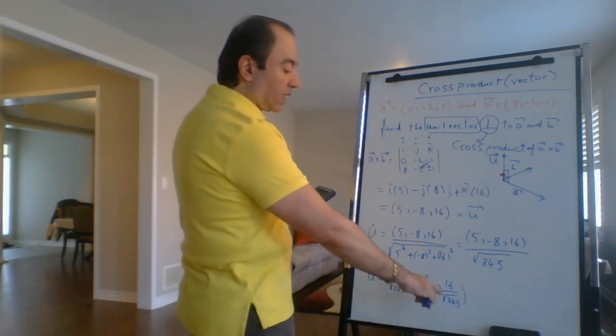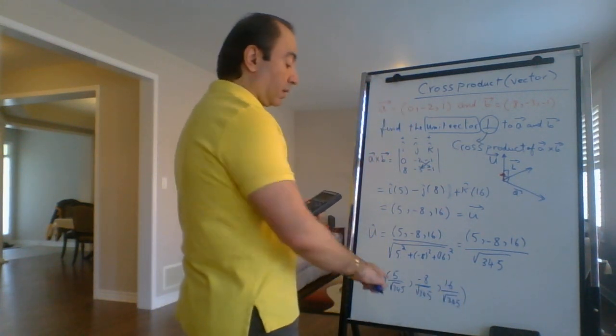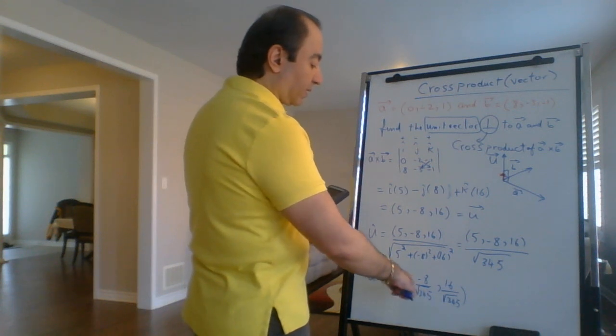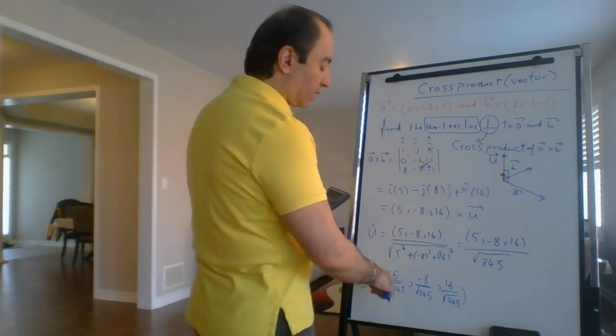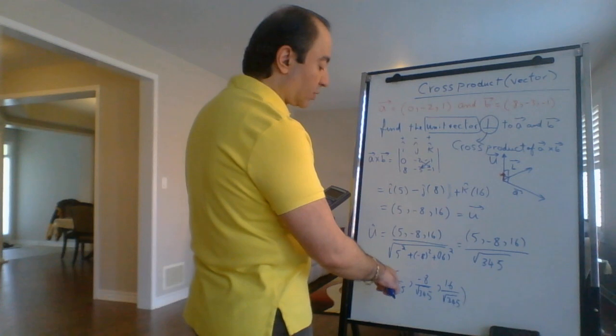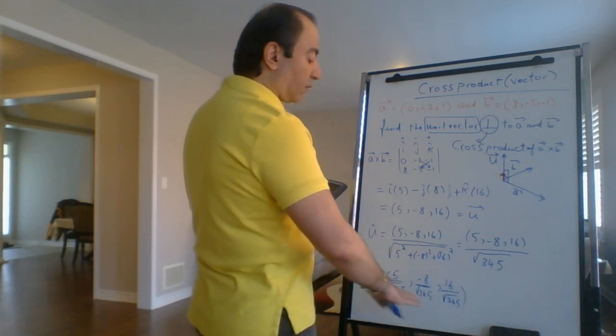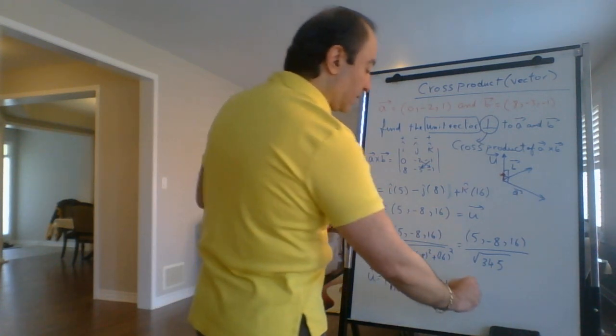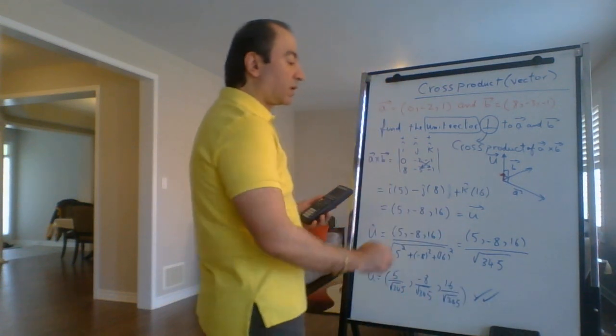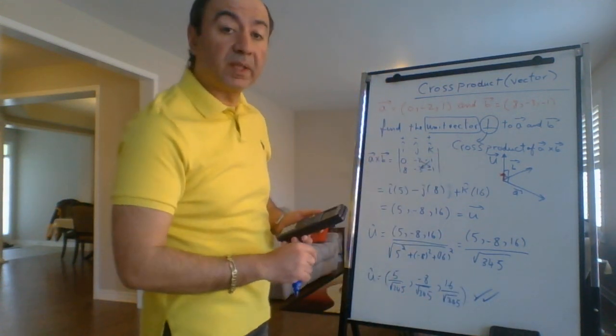Mathematicians don't like to have radicals in the denominator, so we can multiply the top and the bottom by square root of 345. For me, I am happy if I see this. So this is the unit vector that's perpendicular to both A and B.